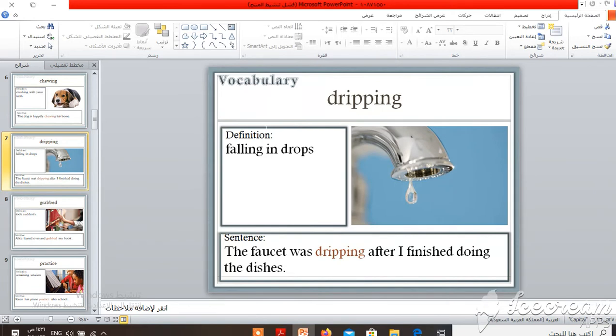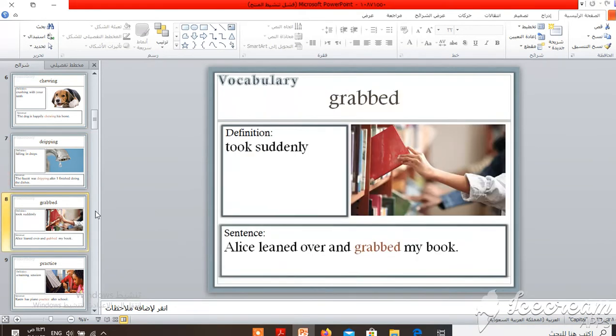Dripping means falling in drops. That can be from the bathtub, from the mouth of a dog, the mouth of any animal. So dripping is to have some water dripping out of the mouth, or falling in drops. This is a sentence about it. The faucet, as you can see right here, this is the faucet. The faucet was dripping after I finished doing the dishes. Dripping means the water is dropping and falling in drops.